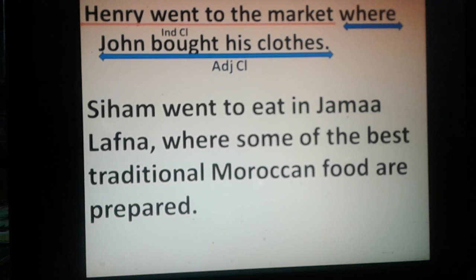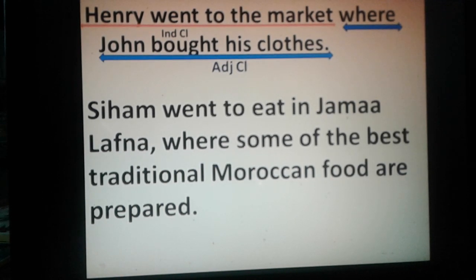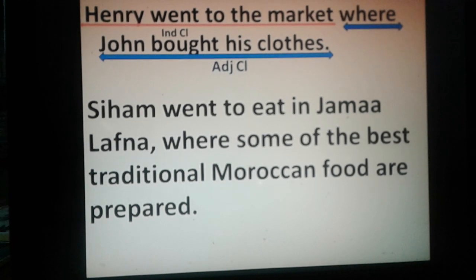Here we have an adjective clause between commas. If we don't have extra information after the noun clause, we put a full stop. We don't use a comma, just one comma.